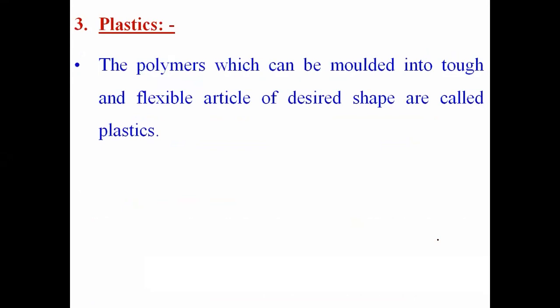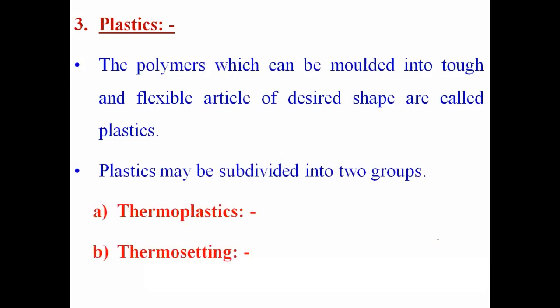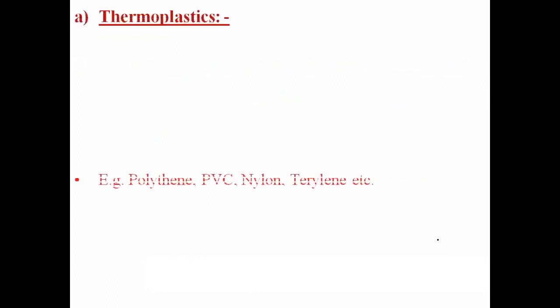आपण ज्या पॉलिमरला मोल्ड करू शकतो into tough and flexible article, वेगवेगळ्या शेपचे, they are called plastic. त्यांना आपण प्लास्टिक असं म्हणतो. That plastics are again divided into two types. One is called thermoplastic and second one is the thermosetting. Now let us see one by one. First about the thermoplastics. Now what is meant by thermoplastic?